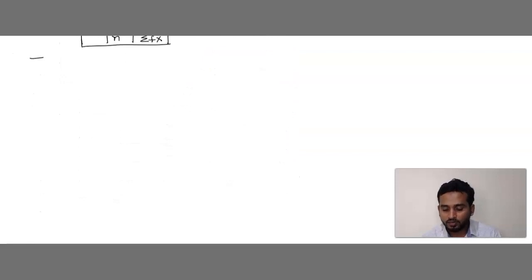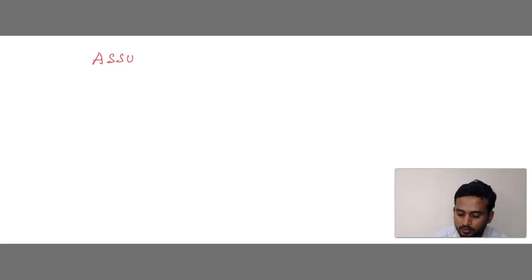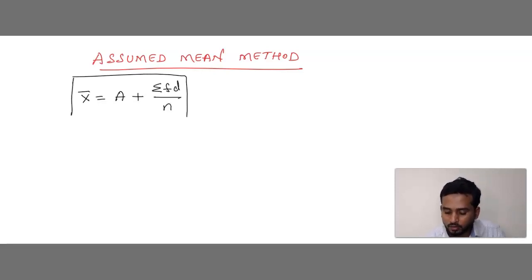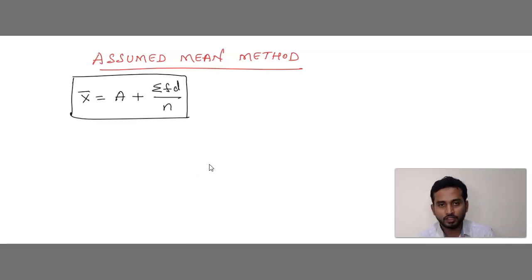Okay. Next we solve one more method, that is the assumed mean method. If you want to solve the problem by using the assumed mean method, what you should do? See, first write the formula in the beginning, that is x bar is equals to a plus sigma fd by n, where a is known as assumed mean and d is known as deviation, and n is the summation of f, the sum of frequencies.